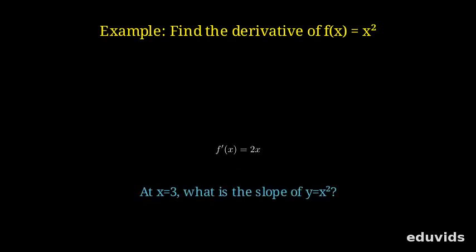As a quick check, what does f prime of x equals 2x tell us about the slope of the parabola y equals x squared? At x equals 3, it's 6.